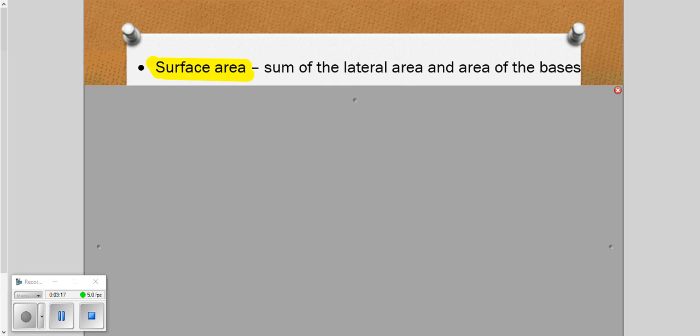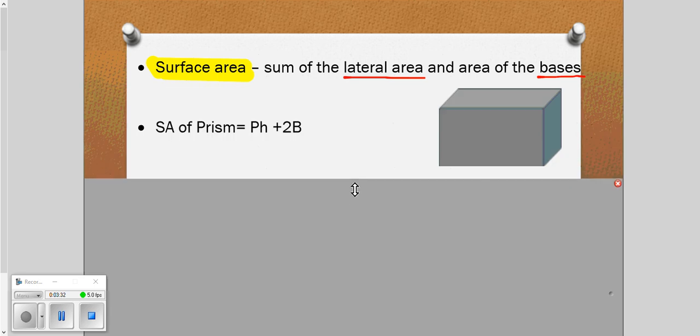Surface area is an extension of lateral area, and it's the sum of the lateral area, so we just looked at, and the area of the bases. So it is the total area of every face on the shape. If we are working with a prism, here's our formula. Surface area of a prism is capital P times H plus 2 capital B.